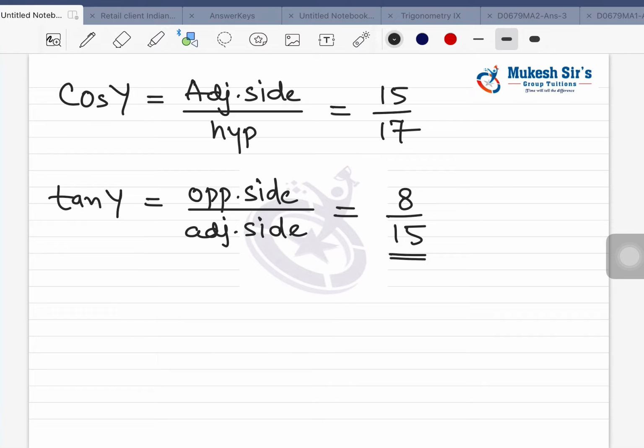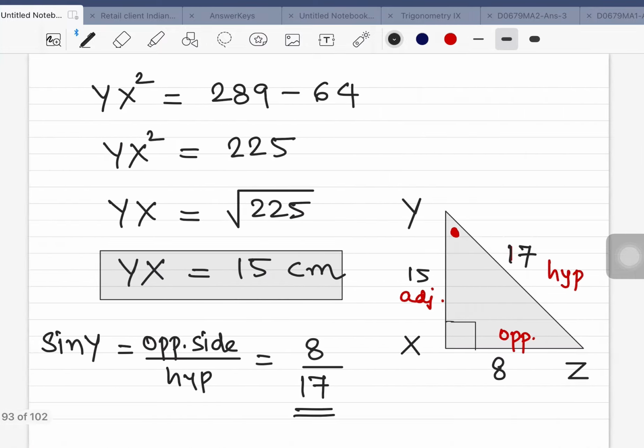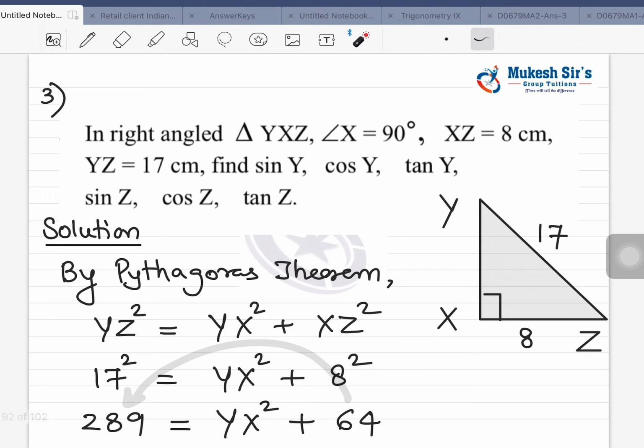And try to get everything from the same triangle only. I'm just drawing triangles to make you understand on that particular page. Again, I draw the triangle. Your triangle is y, x, and z. Okay, and in it this is given as 17, this is 8 and this is 15. Now you want the values of, what else do we have to find, sine z, cos z and tan z. Sine y, cos y, tan y are done.